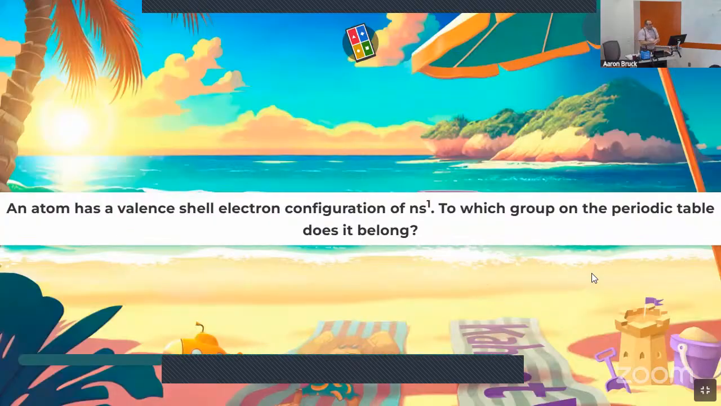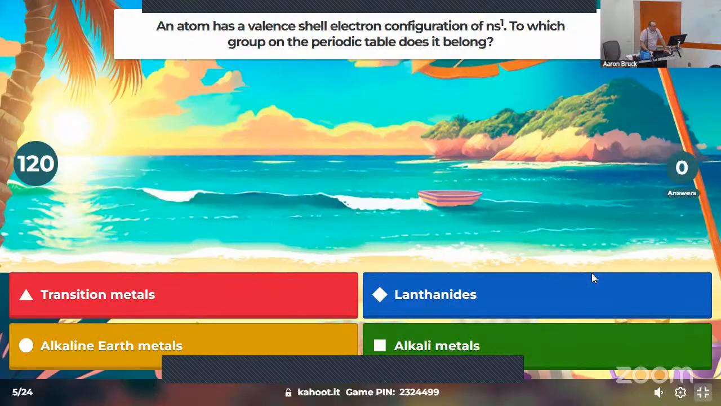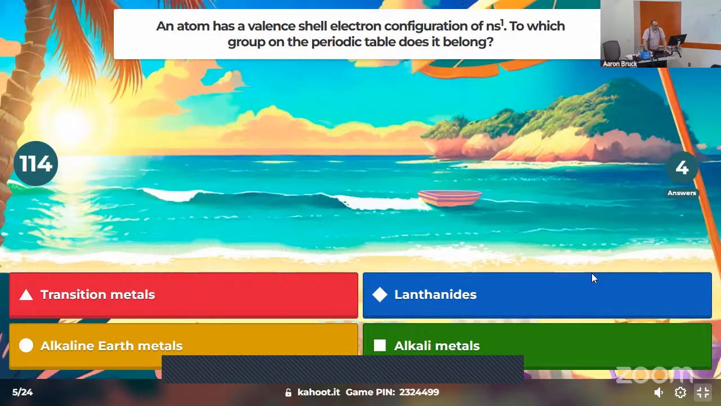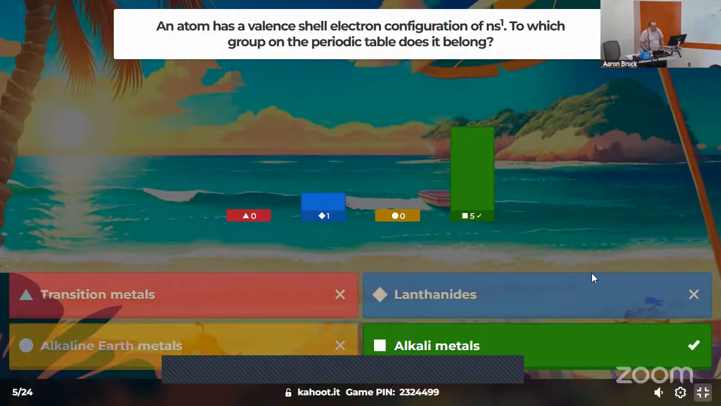An atom has a valence shell electron configuration of ns1. To which group does it belong? Yeah, so what we have to remember here, n is just the energy level. So we're talking about 1s1, 2s1, 3s1, 4s1, that being the last configuration of that particular element. That's column 1. Column 1 is known as the alkali metals.